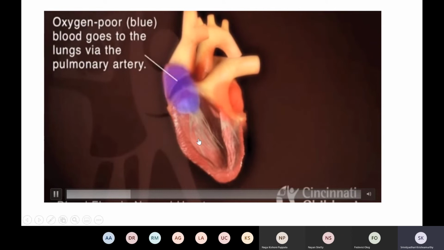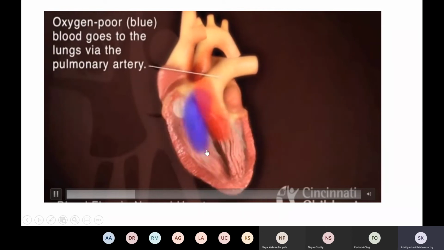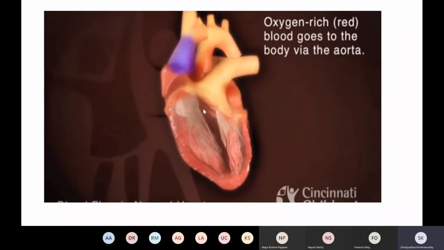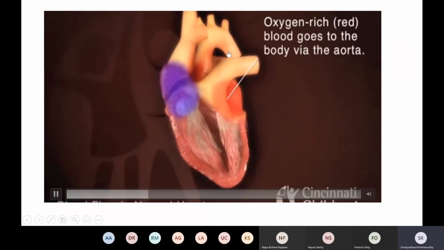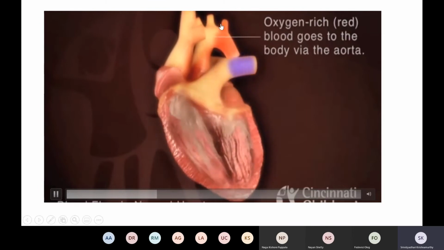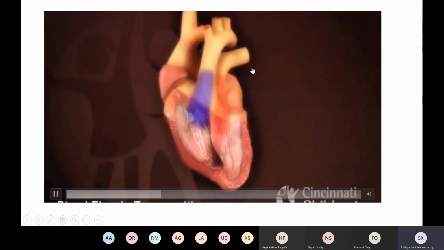Deoxygenated blood coming into the right ventricle there. So this is the normal circulation, what happens in the normal heart: right ventricle into the pulmonary trunk, and then the left ventricle into the aorta. So this is our normal circulation.